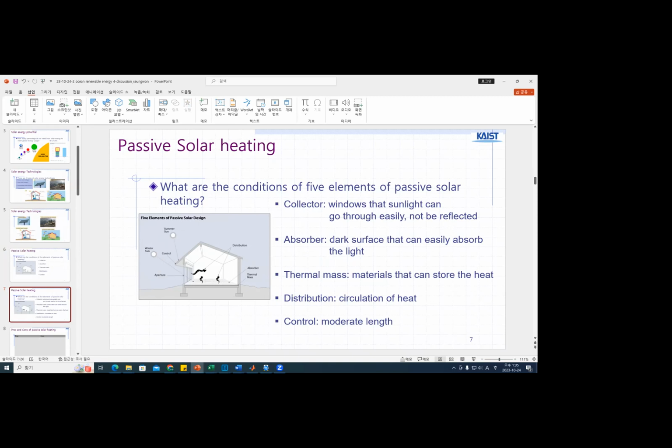And in the absorber part, we have to use a dark surface that can easily absorb the light. For example, like black color. Black color can easily absorb the light. And third, thermal mass means we have to use materials that can store the heat. Of course, we have to heat up the room of the house, so we have to store the heat in the thermal mass.